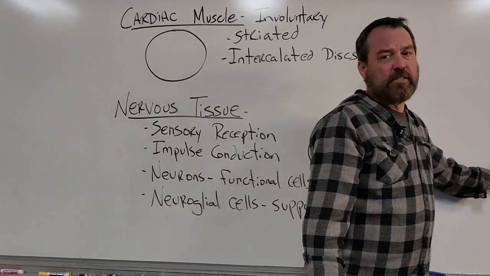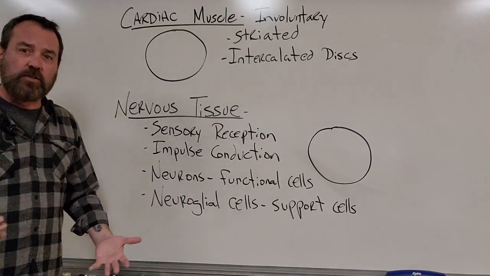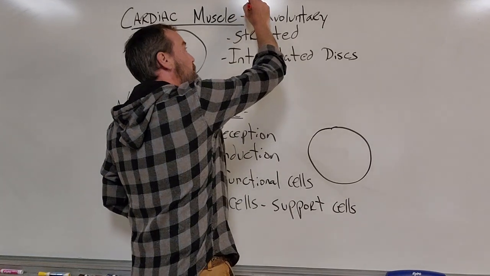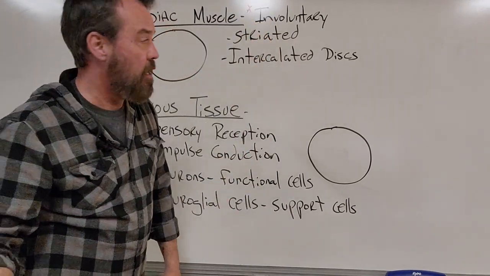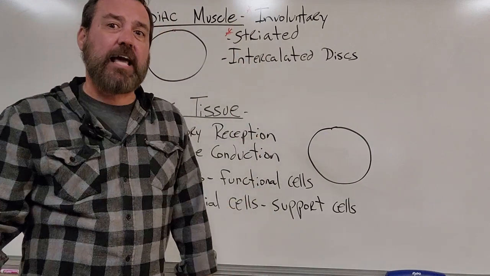Our last type of muscle is cardiac muscle. Cardiac muscle, of course, we're talking about the heart muscle. So we're going to find this in the heart. Well, it's involuntary, like my smooth muscle was, but it's striated. It has that repeating pattern like my skeletal muscle is.